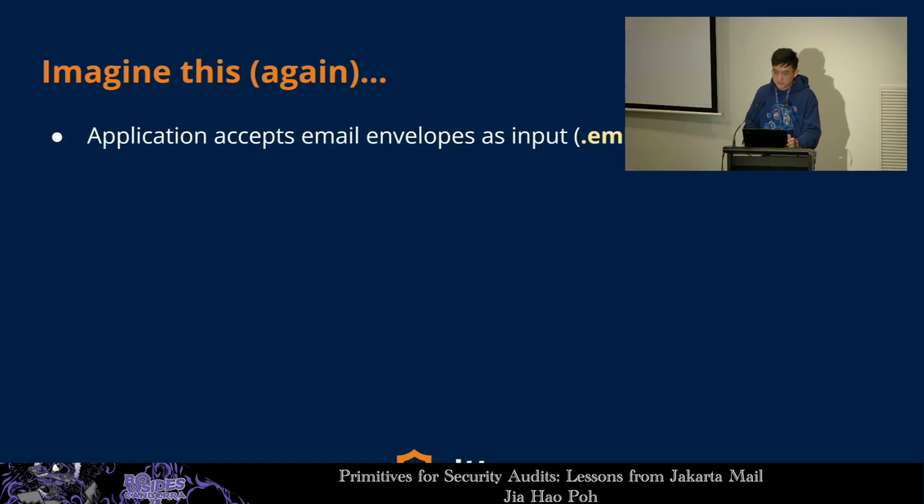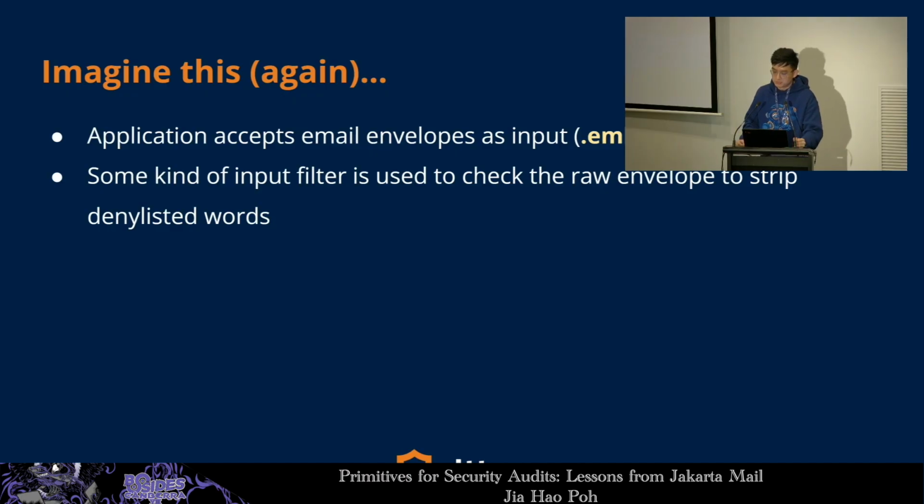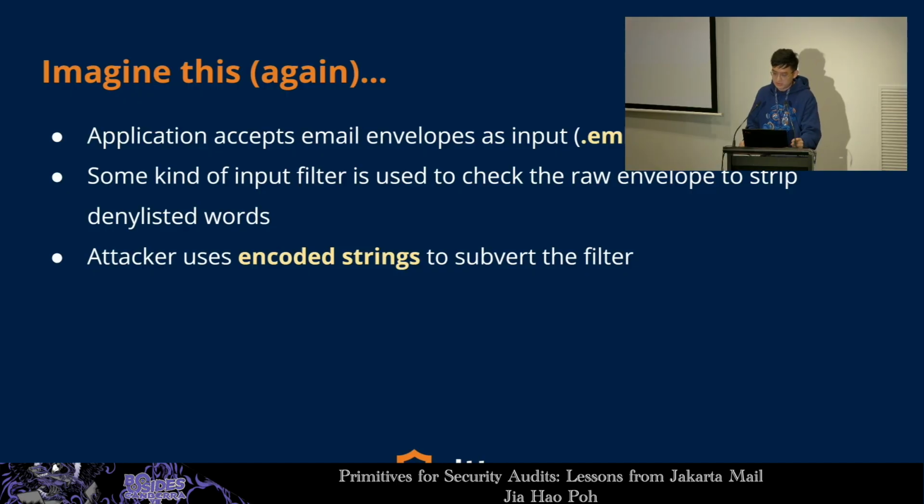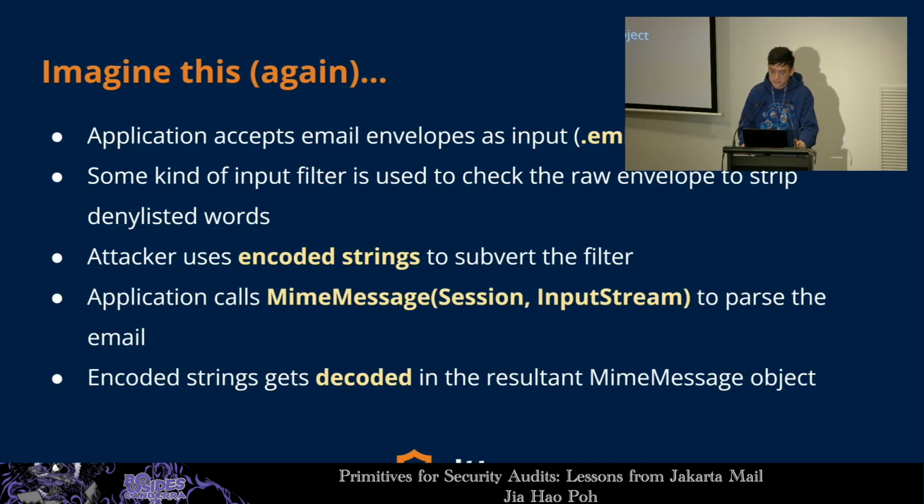So a potential misuse scenario here is maybe an application that accepts an email envelope file, and maybe it runs an input filter to strip any deny listed words from this input. To bypass this check, an attacker could simply supply encoded strings as part of the deny listed words instead. And when the application calls the constructor to create the email object, the encoded strings are automatically decoded. So we saw that if an application is unaware that the MimeMessage constructor actually performs input processing, in particular, decoding encoded strings, it can potentially subvert the input validation logic.